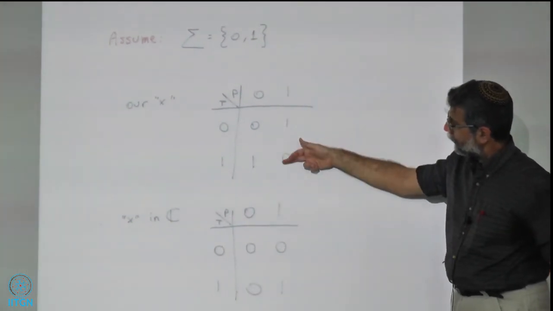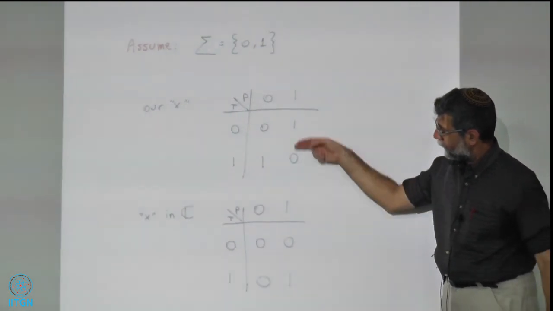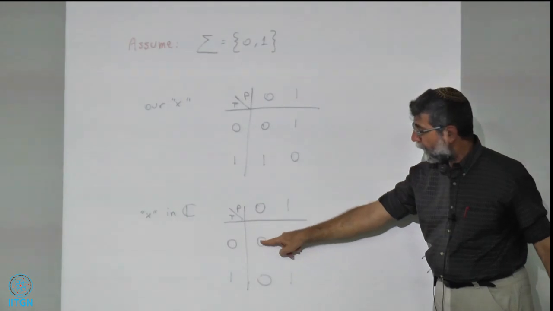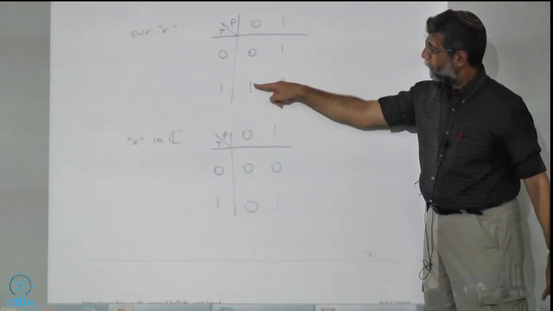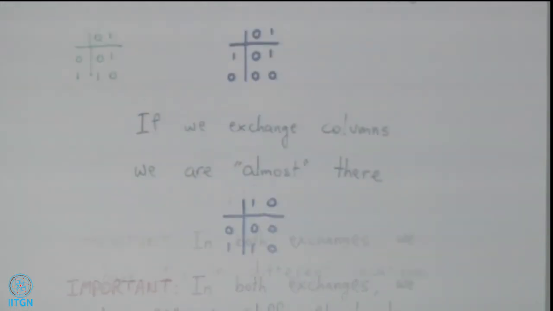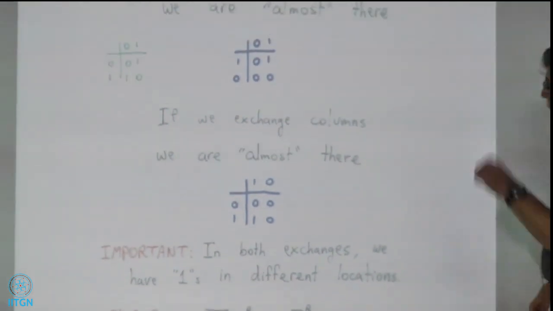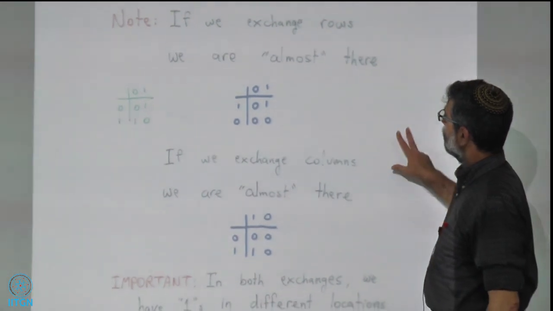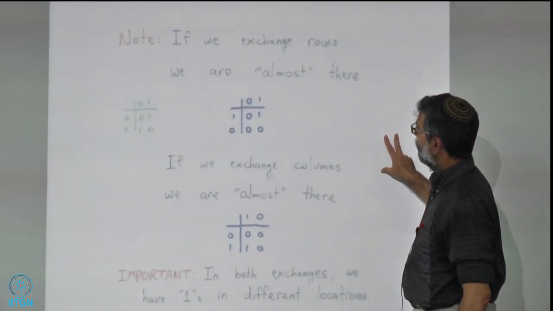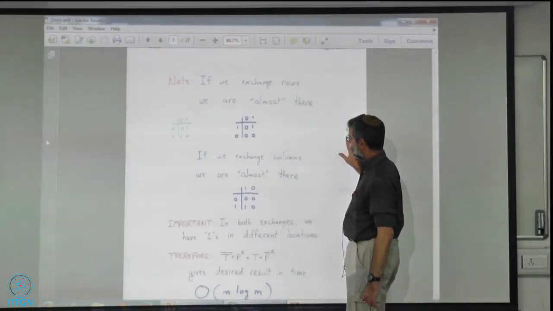So if we exchange these rows, we're almost there, because we get the 1 here, so we get 0, 1. The bottom row is the same, but on top, instead of 0, 0, we get 1, 0. Okay, so let's see the picture here again. So that was the first thing we do.